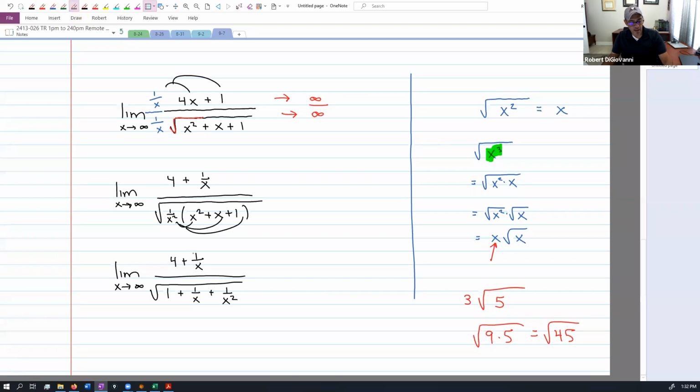And now everything that has a constant over x goes away. When I take the limit, right, those go away. I'm left with a 4 on top over the square root of 1, which is just 4.